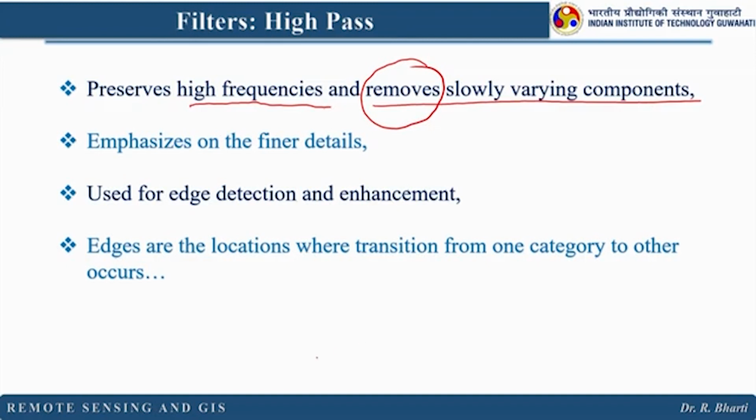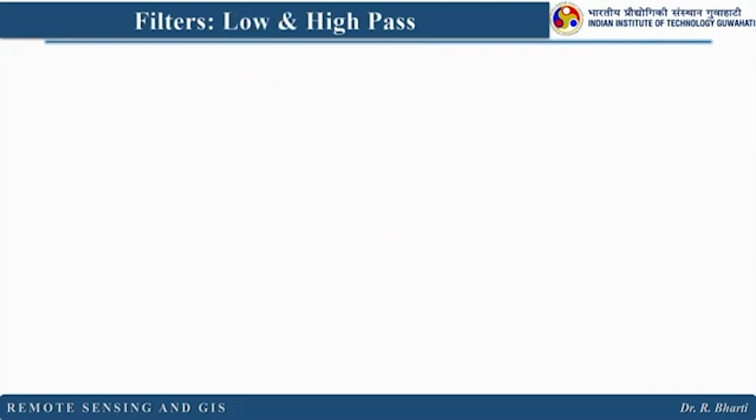I told you that when I am drawing a line, we perceive this line because there is a sudden change in intensity from this to this. Along this line the intensity either increases or decreases, and only because of that we perceive these edges. Let us see some examples of low and high pass.